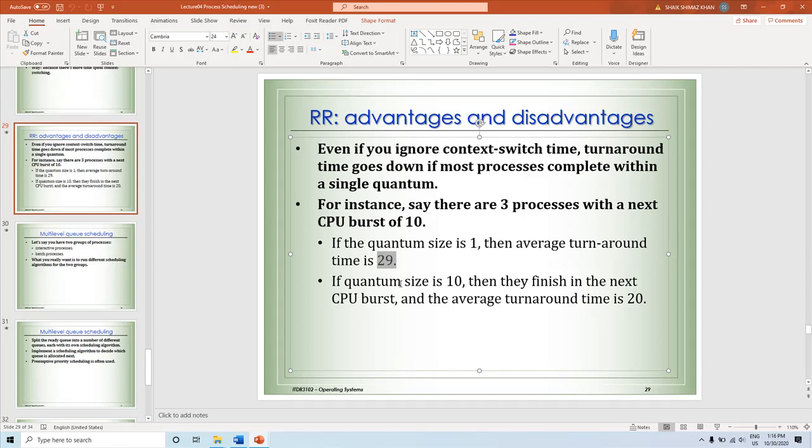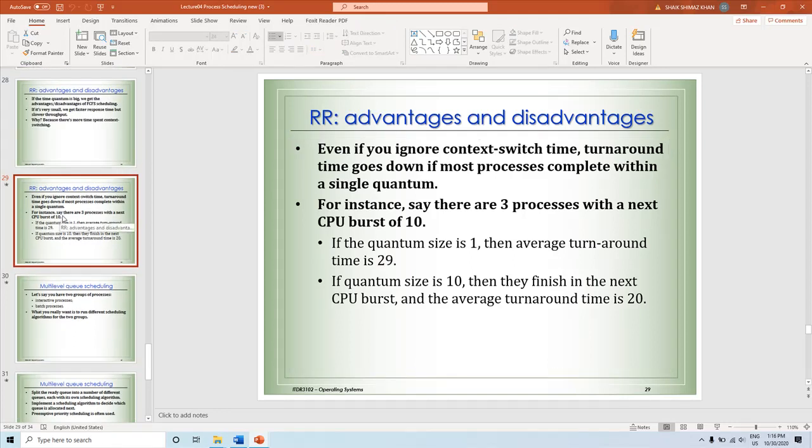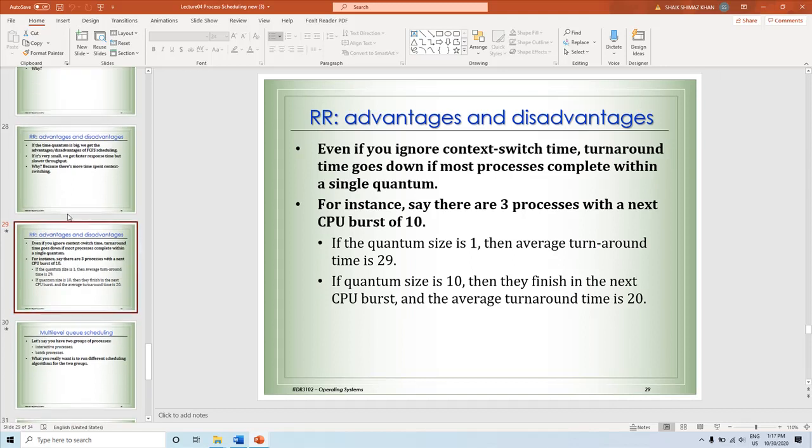If the quantum size is 10, then they finish the next CPU burst and the average turnaround time is 20. If the time quantum increases, it decreases the turnaround time. So it is an important factor which you should be knowing. It is the time quantum is inversely proportional to the turnaround time. So this is what I want to tell about the RR.